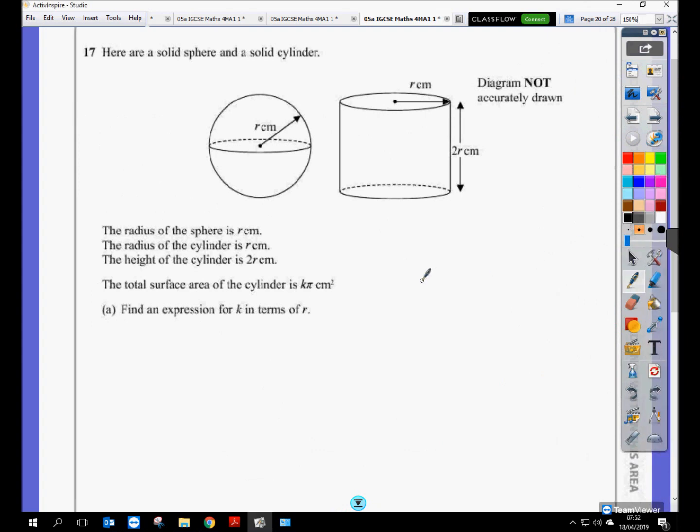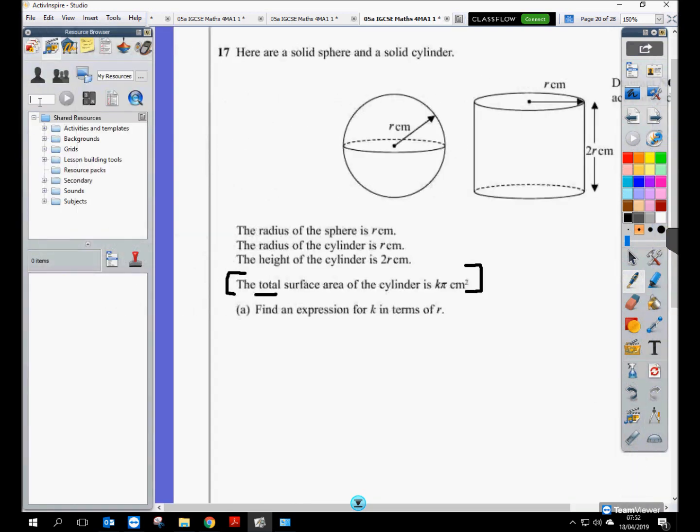Okay, so for this next question, we need to work out an expression for k in terms of r. Now, the key information is here. The total surface area of the cylinder is k pi centimeters squared. It mentions total surface area rather than just the curved surface area. So what we need to do is think about a net of a cylinder.